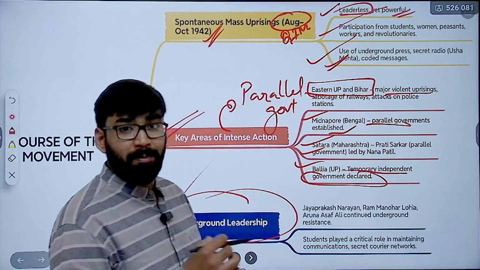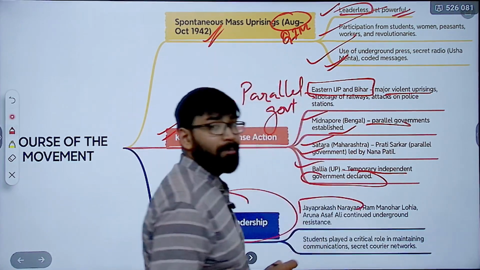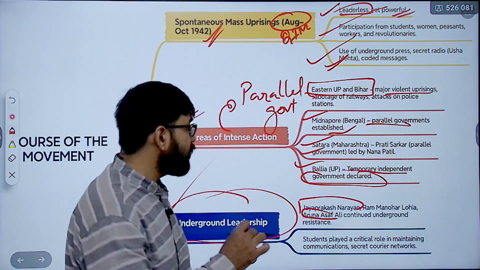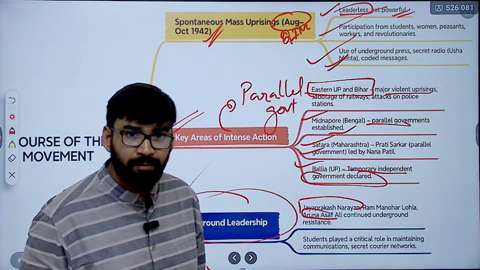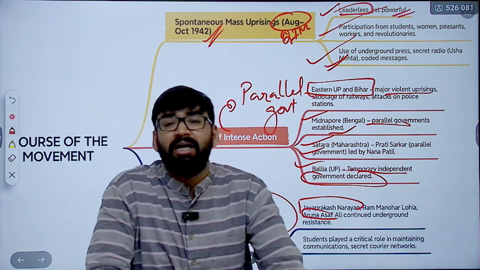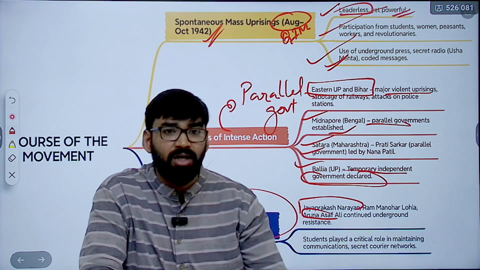We saw underground leadership in this movement, like Jayaprakash Narayan, Ram Manohar Lohia, Aruna Asaf Ali. They continued underground resistance so that they would not be arrested by the Britishers. And it is said that students played a critical role in maintaining communication and secret networks.